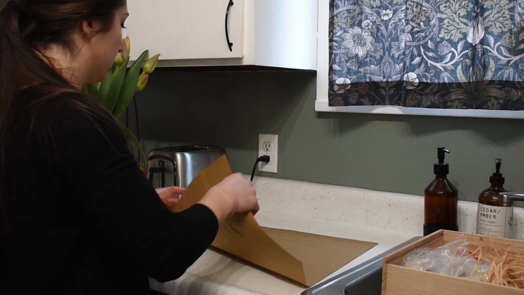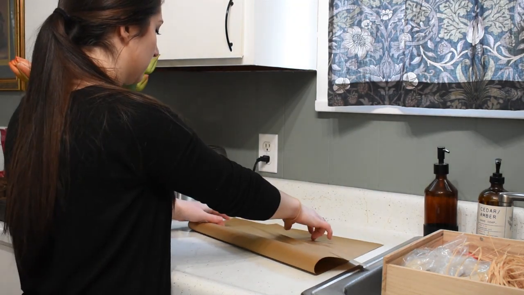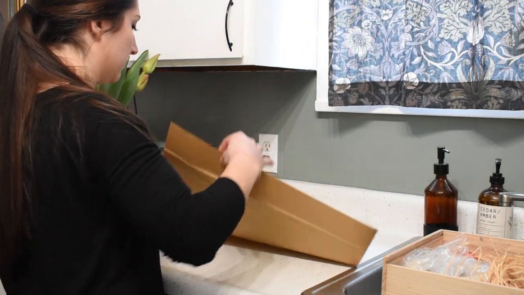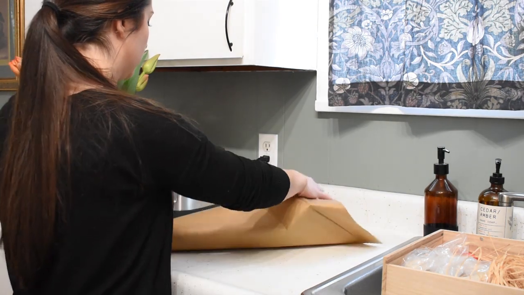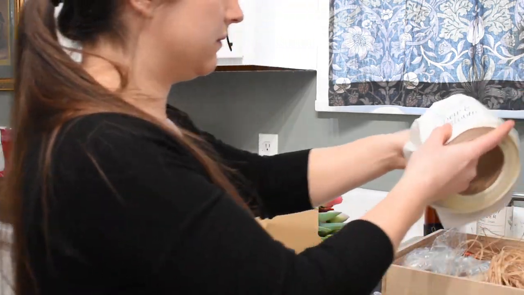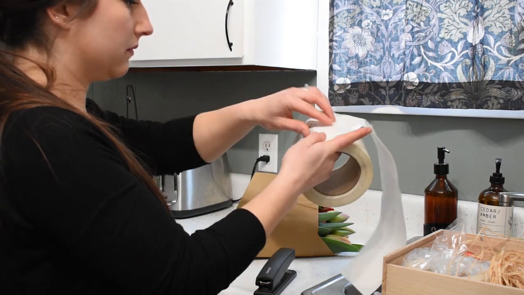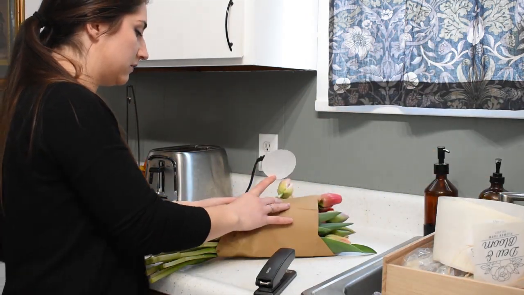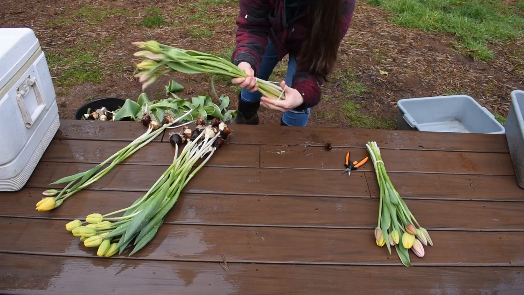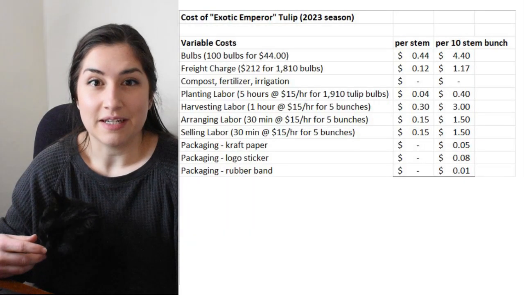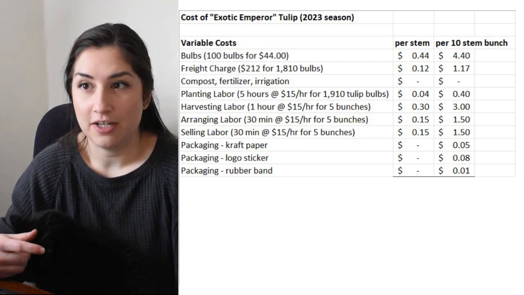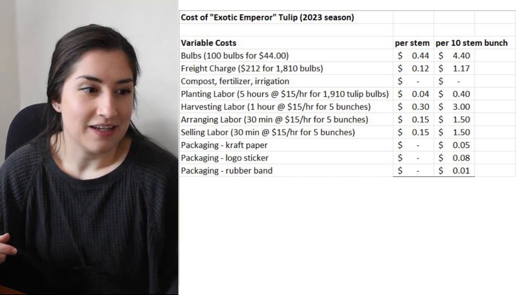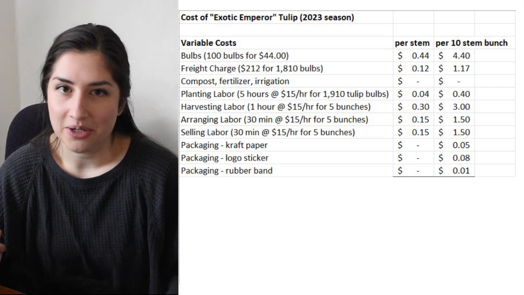Those should be calculated as well, though, because those do have a material cost to your product. My craft paper costs 5 cents per sheet. It's 18 by 18 brown craft paper that I got from Amazon. I got 2,000 sheets for $95. My logo sticker works out to be 8 cents per sticker, and my graphic designer ordered those for me, so that's why I got a good deal. And then rubber bands work out to be a penny per rubber band. So that works out to 14 cents per bouquet just on the packaging. I also could try to calculate the per staple price, but I'm not going to go there.